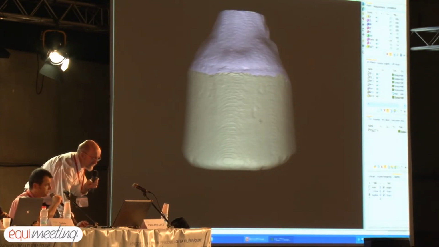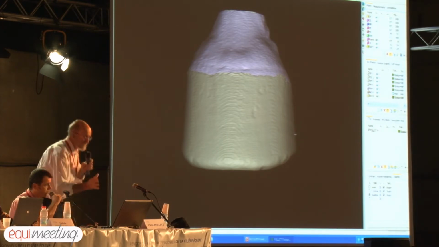So this is a typical desert Brumby foot, and the medial and lateral walls are almost the same.